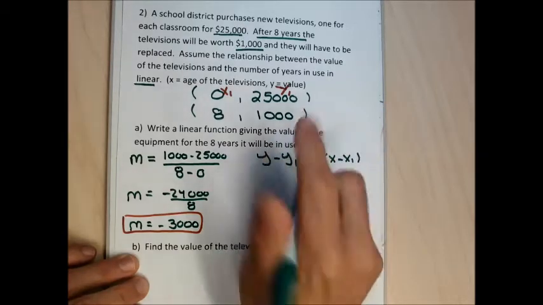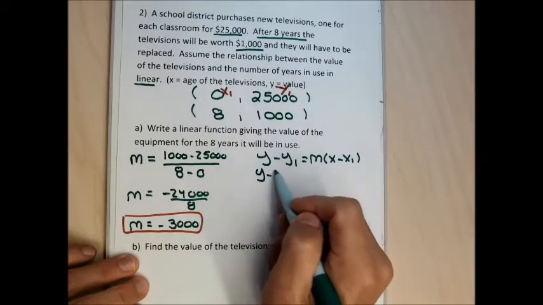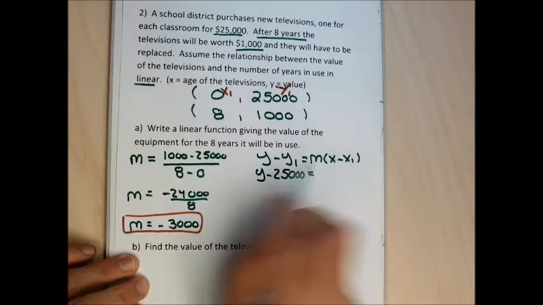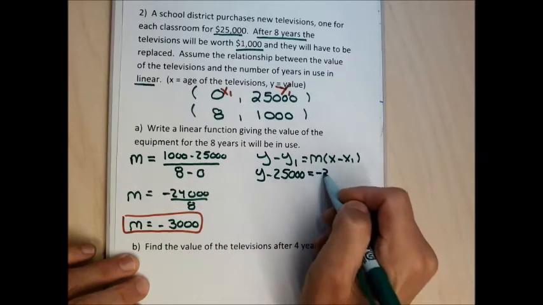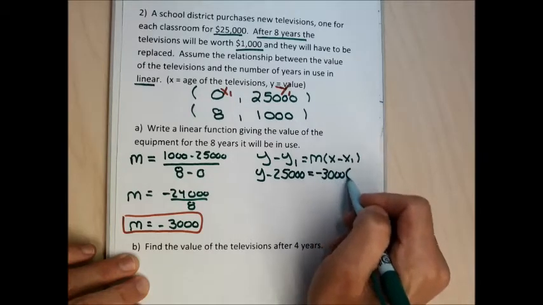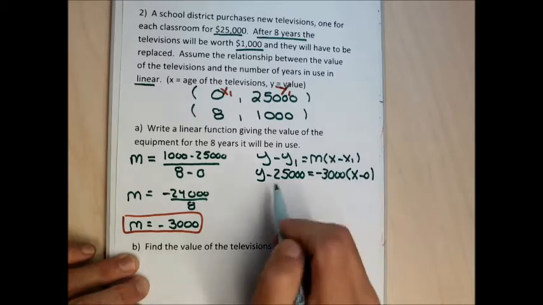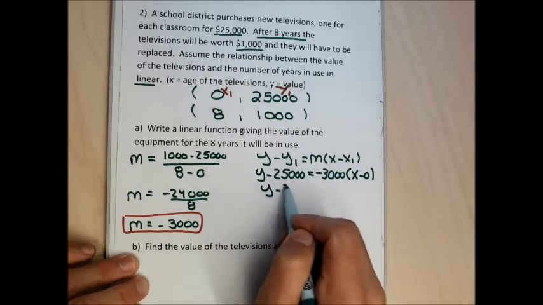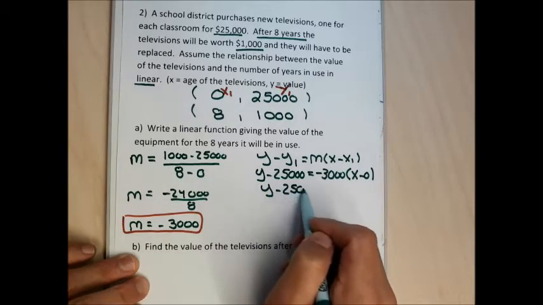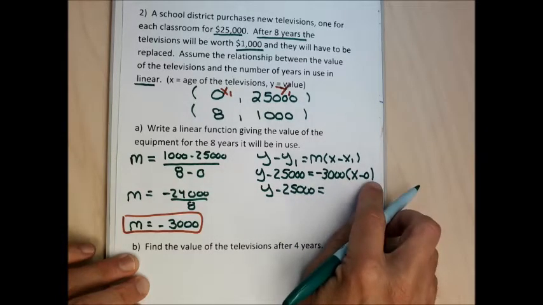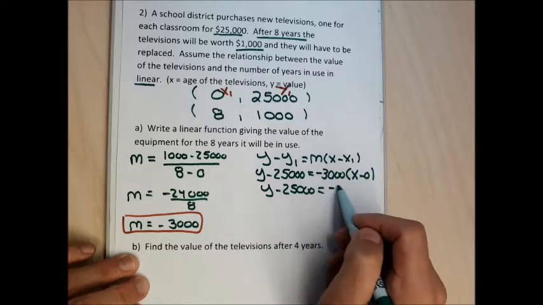So let me go through and do that. I'm going to change y1 to 25,000. I'm going to change m to negative 3,000. Now I'm going to change x1 to 0. And on the right hand side, I'm going to simplify it. And this is just going to be negative 3000x because x minus 0 is just x.